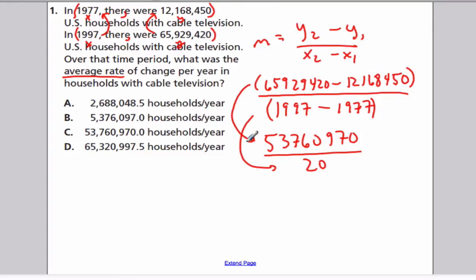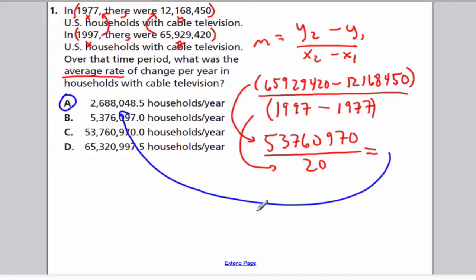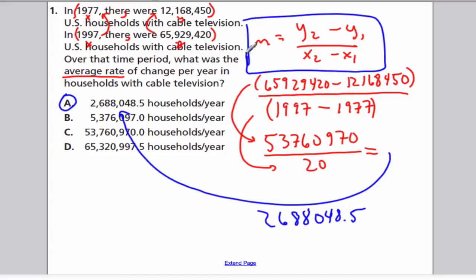So this number went here, this one went here. Do that on your calculator now, and what you find is that your answer ends up matching up with A. The answer is 2,688,048.5. The big thing coming into play here is the fact that you are working with the slope.